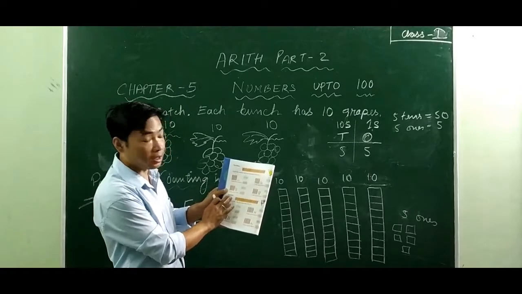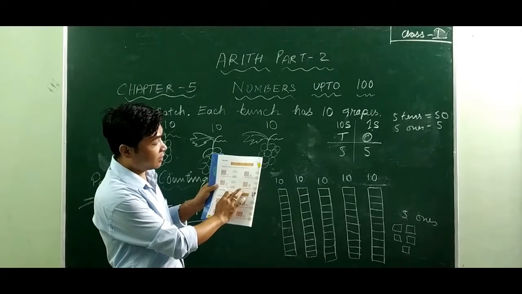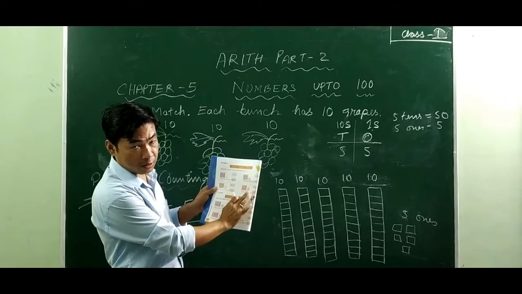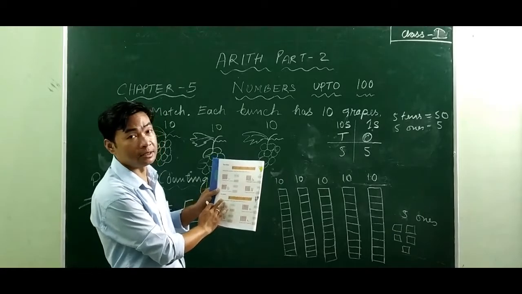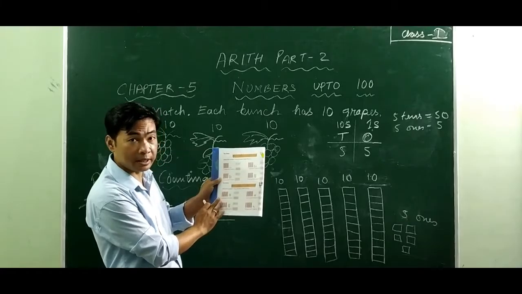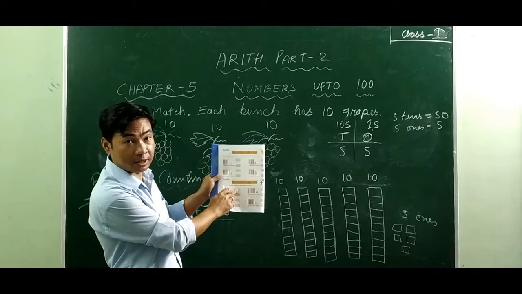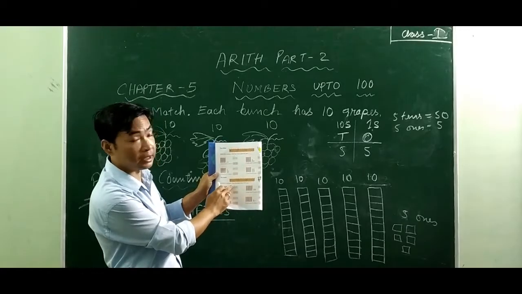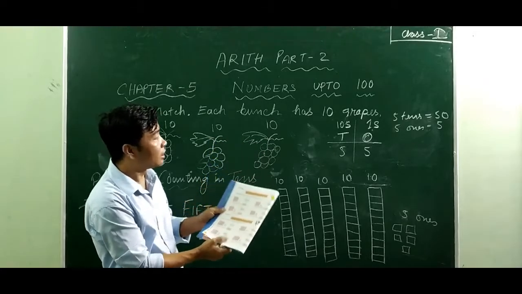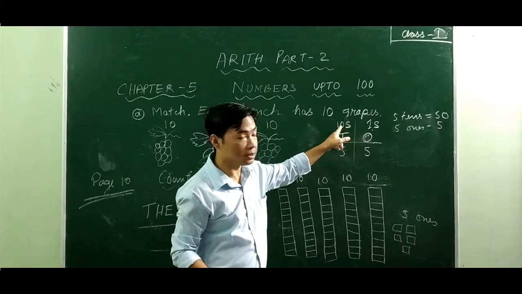So the rest are very easy. 5 tens and 7 ones, 5 tens and 8 ones, do it at home. And the 60s are also the same thing. You have to count the number of tens, how many tens are there, and then put it in the place where it is written here. Ones place and tens place, you have to put it in the correct place. The place I have written on the blackboard here. Okay, ones place, tens place.